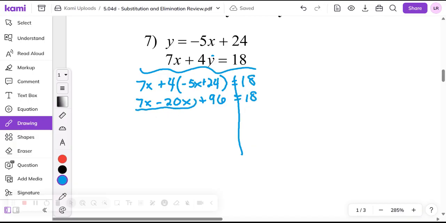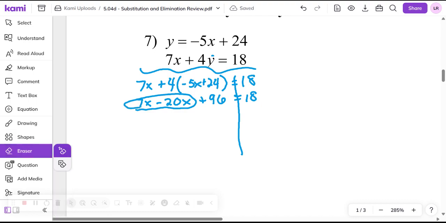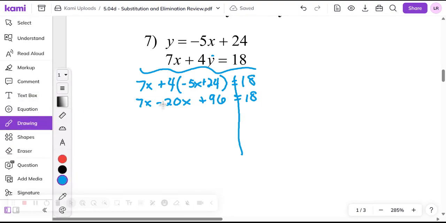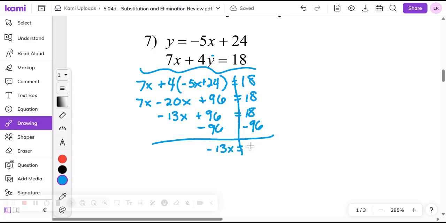These x's are on the same side, so I'm allowed to just add those together. 7x and negative 20x is negative 13x. X is on the left, so move the 96. Minus 96 on both sides. I'm going to get negative 13x equals negative 78. Divide both sides by negative 13, and x equals 6. Okay, so I have one of my answers.